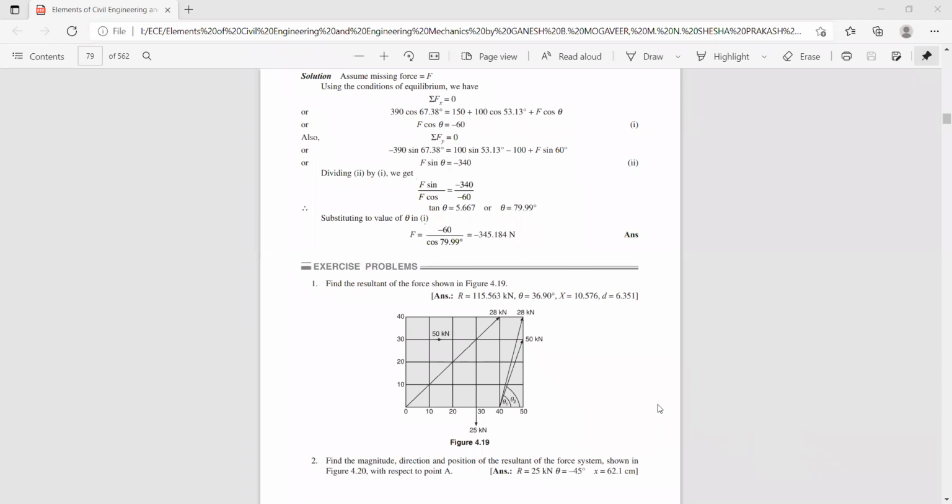So we got the resultant value as 115.563 kilonewton, and theta is also the same. So if you get sigma MA, how much is it? Anyone? In kilonewton meter.